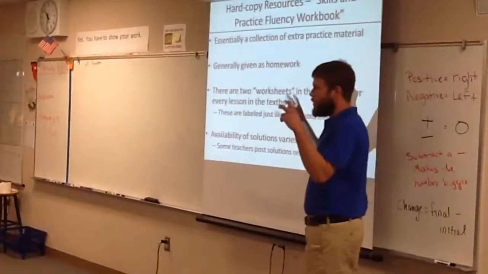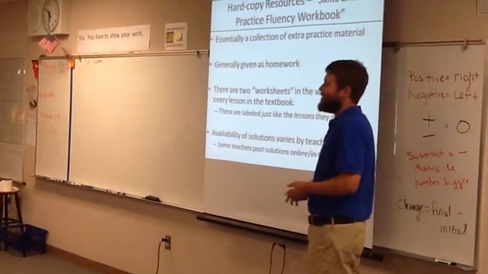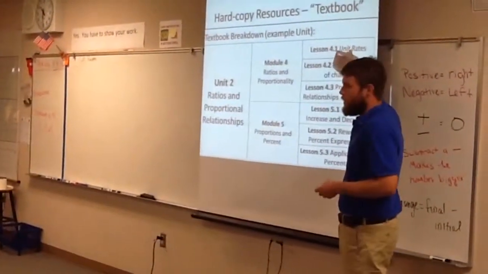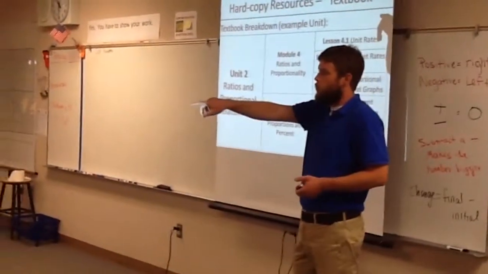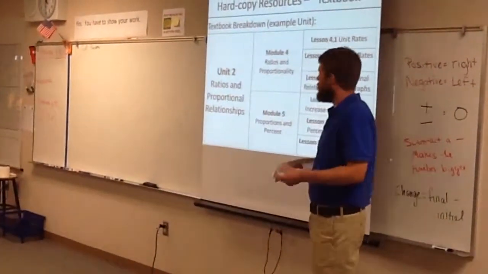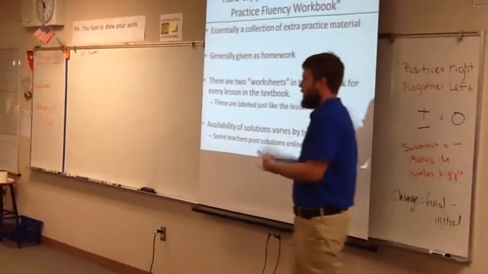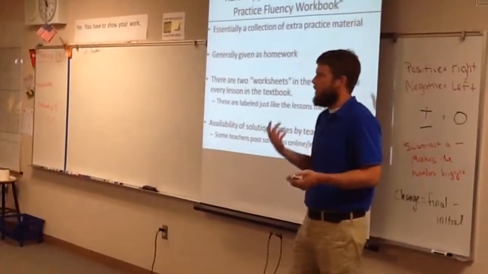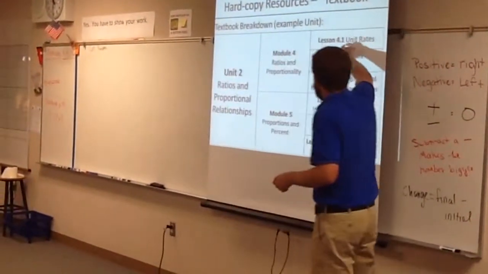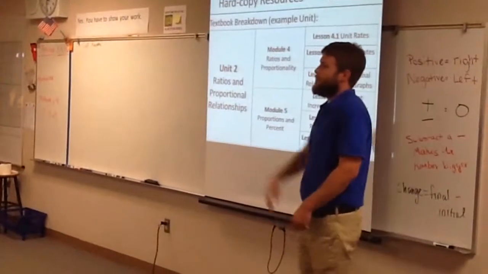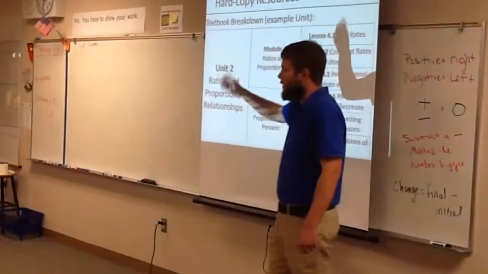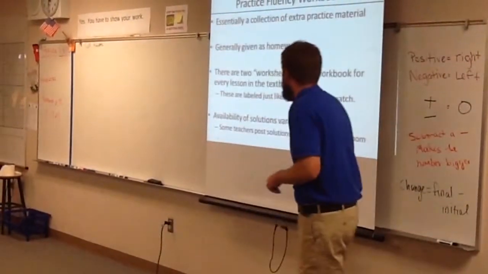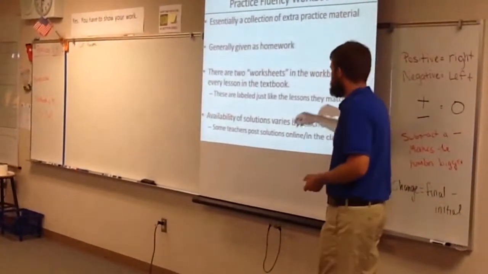And there are 2 worksheets in that book for every lesson in the textbook. So if we go back to this chart, lesson 4.1 in the textbook is correlated with 2 worksheets in that book. There's a worksheet A B, and then there's a reteach one. So for every lesson, you get 2 worksheets, and they're labeled just the same. So if this lesson is called lesson 4.1 unit rates, at the top of the worksheets, it will say lesson 4.1 skills and practice, and there's 2 sheets for that. So they correlate really smoothly. It makes it really easy for us to assign this homework.